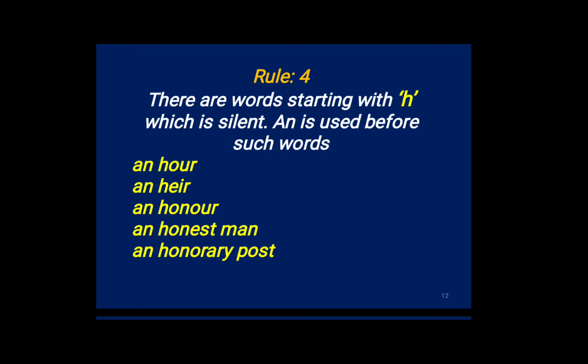Listen to these words. Look at the slide. An hour, H is silent, I am not pronouncing it. An heir, an honor, I'm not saying honor, I'm saying an honor. An honest man, an honorary post. I repeat: an hour, an heir, an honor, an honest man, an honorary post. That is rule 4.